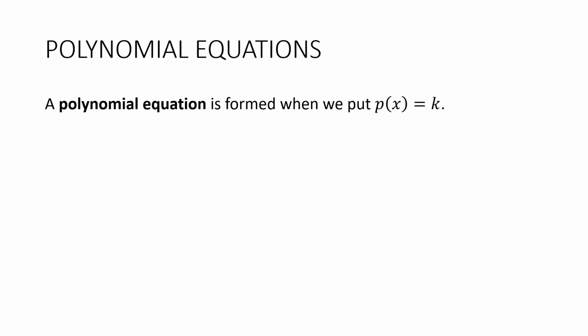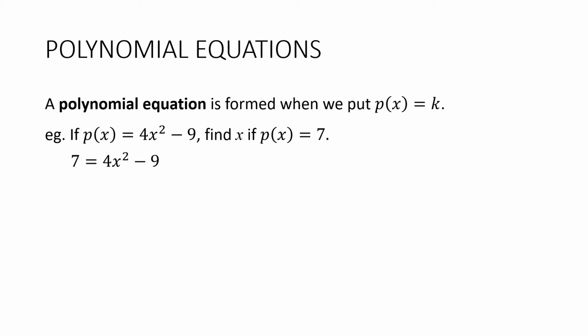A polynomial equation is formed when we put our polynomial equal to a constant, like k. So if p of x is equal to 4x squared take away 9, find x if p of x is equal to 7. So we'll form our equation, 7 equals 4x squared take 9, and we'll solve it. 4x squared is equal to 16. Divide both sides by 4. X squared is equal to 4. X is equal to plus or minus 2.